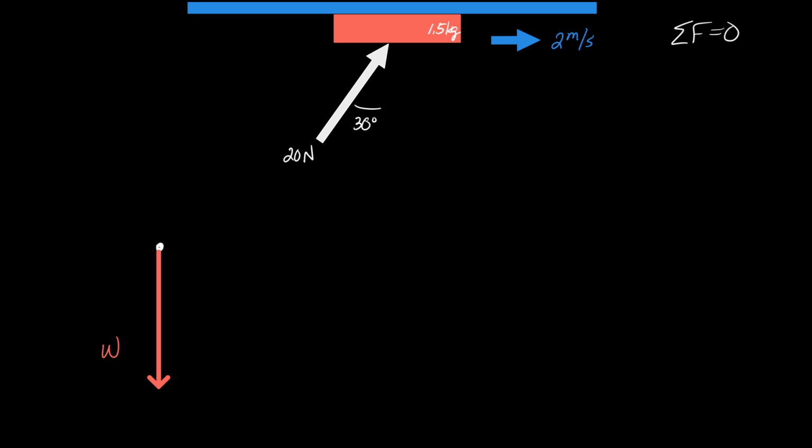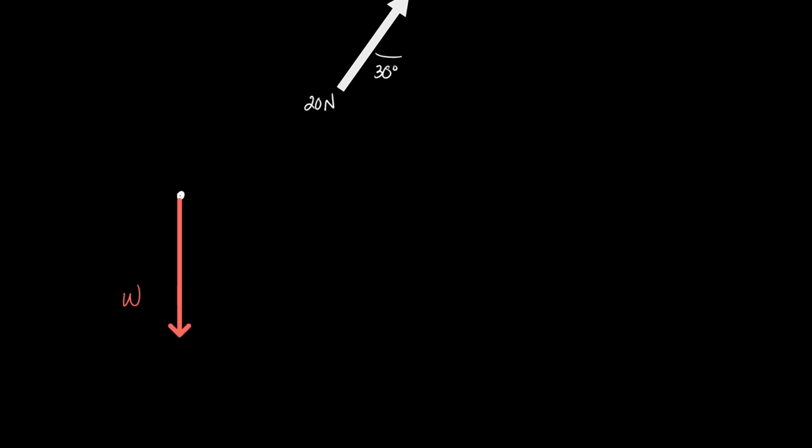The ceiling does not pull up on the book. It pushes down on the book, perpendicular to the surface. The only way it can push is downwards. So I'm going to draw another arrow in the downwards direction.